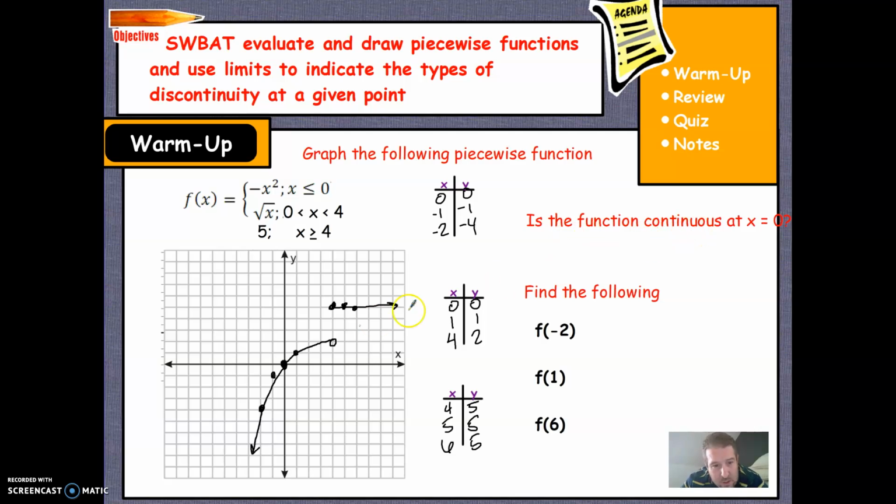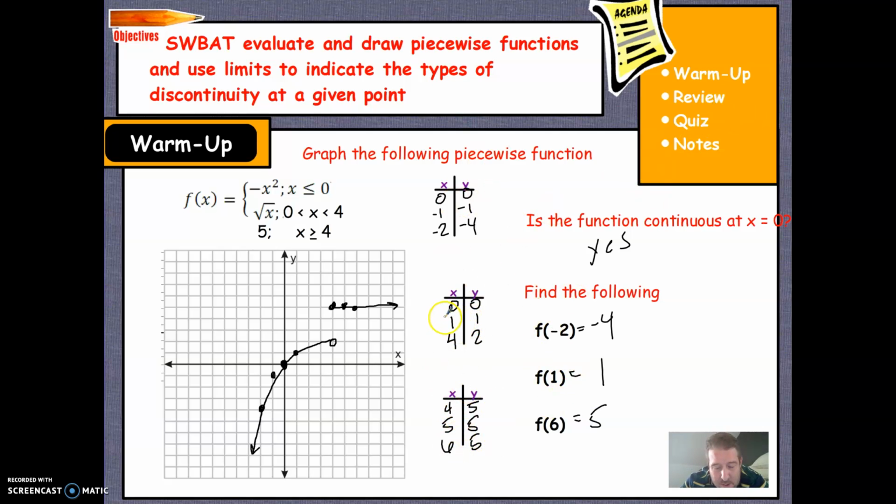Okay, so is this function continuous at x equals 0? Sure is, actually. It looks like this function just picks right up, and it just keeps going from the exact same spot. Find the following. F of -2. F of -2 is -4. Or I could have just looked at the table. F of 1 is 1, and once again, that was on the table. And F of 6 is 5, which is right here.